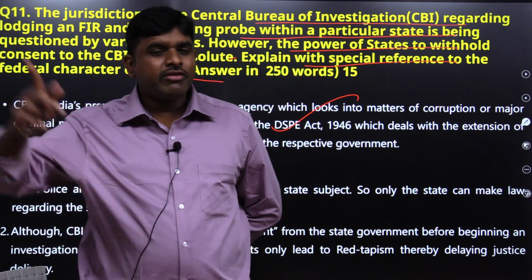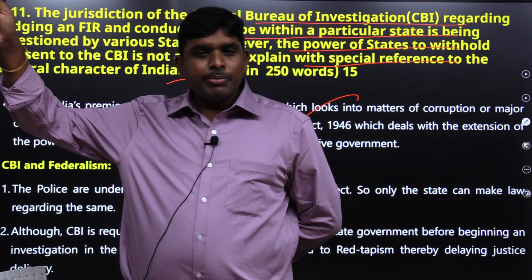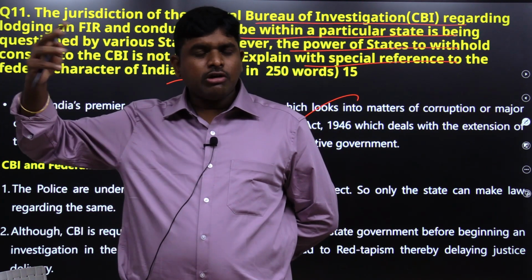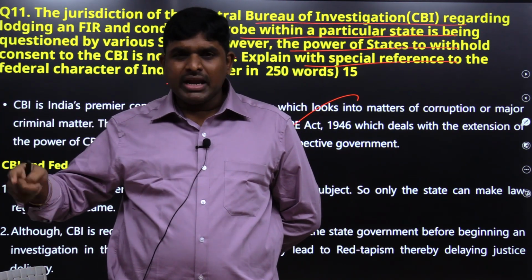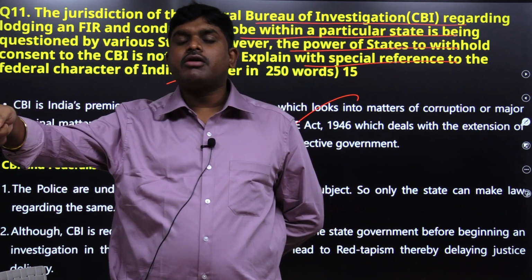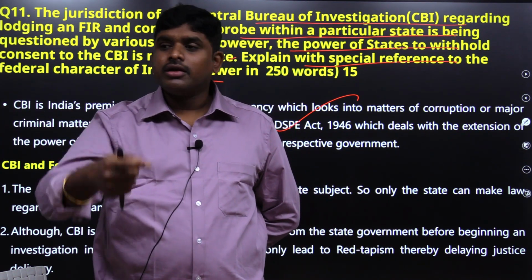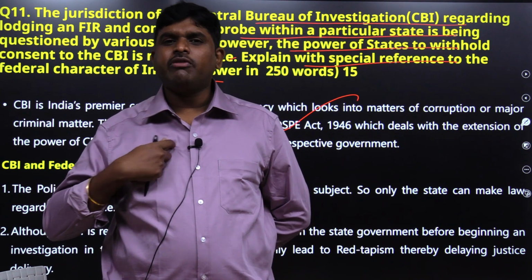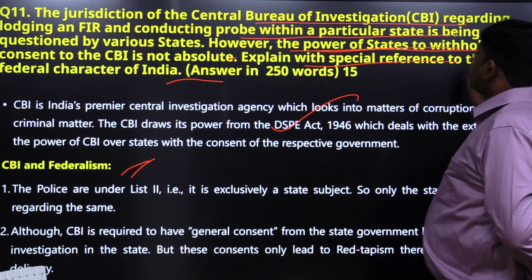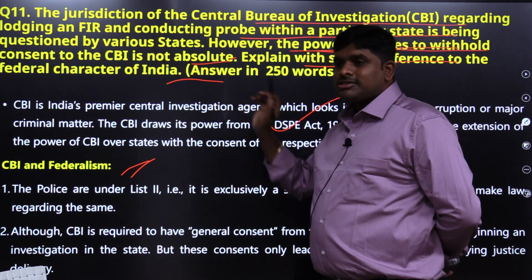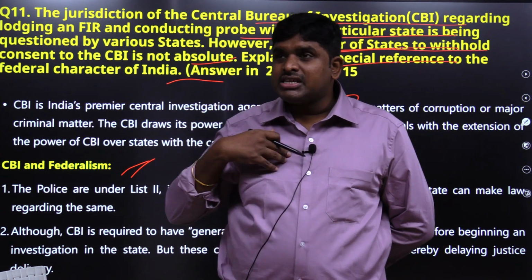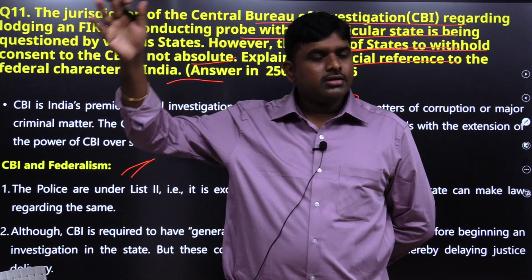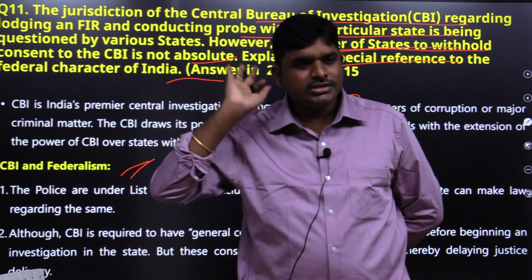Why? Kerala has a communist government and the central government is a BJP government. And one more thing, in Kerala, most often the RSS activists are being targeted. That is true. So when these RSS activists were being killed, the central government ordered a CBI inquiry without the permission of the state government. The state government is saying that it is a blatant violation of federalism. See, however, the power of states to withhold consent to the CBI is not absolute. So when the central government gives the power to the CBI, the state government cannot stop it. Hence the CBI will be doing its investigation.